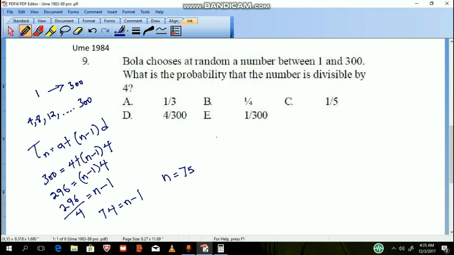So what would that imply? From 1 to 300, we have a total of 300 numbers. Therefore, the probability of the event will be 75 over 300. And if we simplify further, 75 goes into 75 once and into 300 four times, which is 1 over 4, option B.